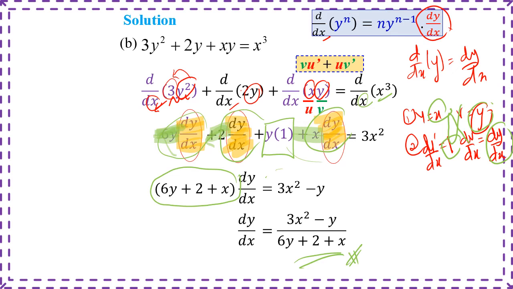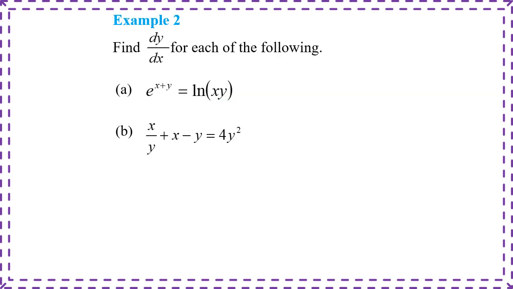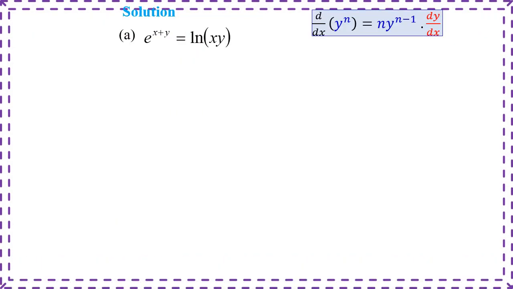Okay, so let's continue. Example 2. Find dy/dx for each of the following. Now it involves the exponential and logarithmic functions. So for question A, e to the power of x plus y equals natural log of xy. Okay, so we have x and y in the power and also inside the log. It's a bit complicated, right? But we can do it, step by step.